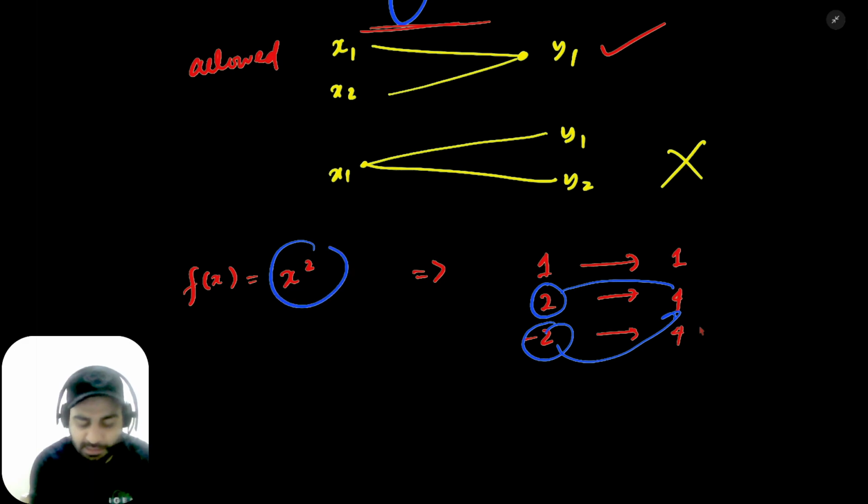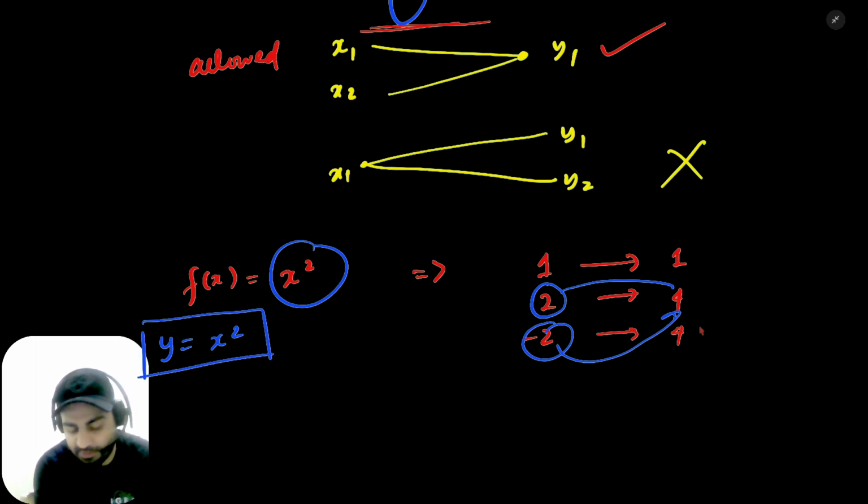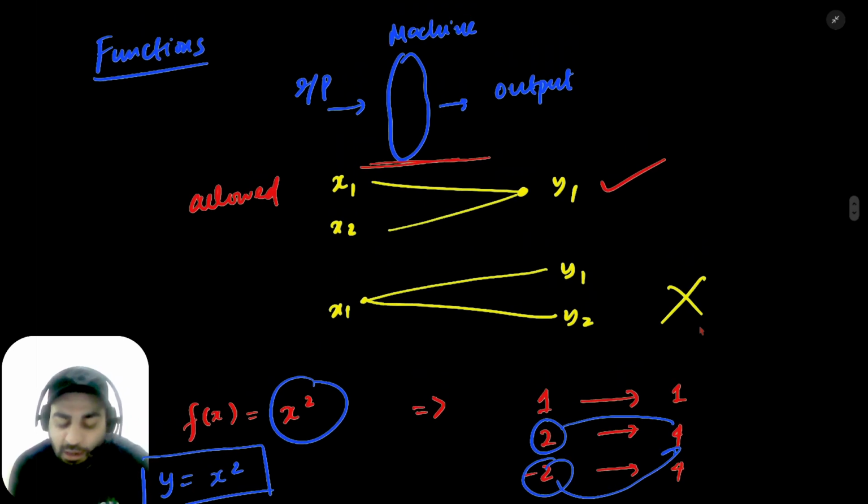Okay, so this is a function. So x square is a function. Many times you will write it like this: y is equal to x square. So this is briefly what I mean by function. And then what you have to do is optimize these functions.